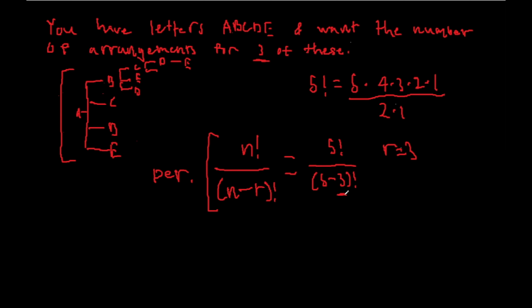This is the number of arrangements that we have. If we wanted all of them, just 5 times 4 times 3 times 2 times 1, it would still work. In that case, r would be equal to 5 because we want all 5. So you'd have 5 minus 5 factorial, which is 0 factorial, and 0 factorial is actually equal to 1. So you'd have 5 factorial over 1, which equals 120. So this works for anything.